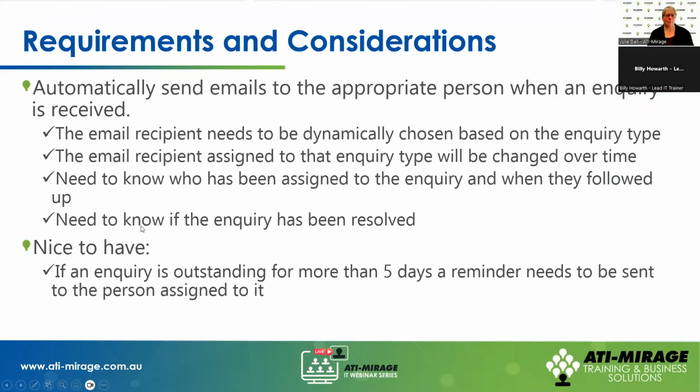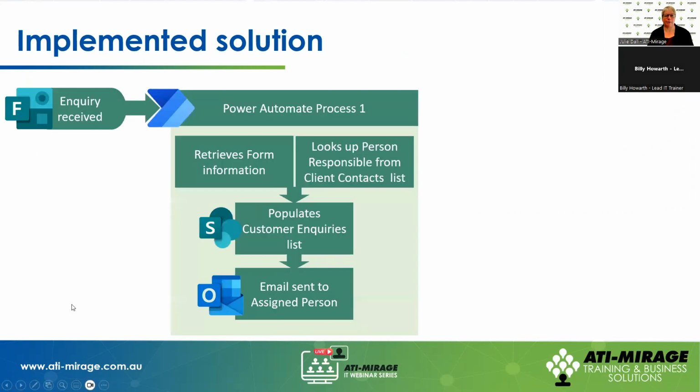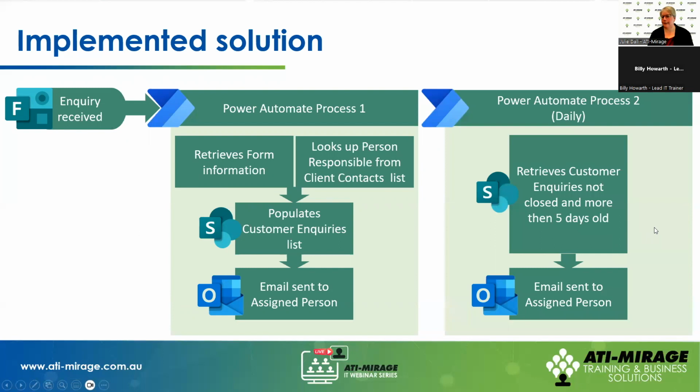So what we did there, we completed the second bit: every day this is going to run and send a reminder to the person assigned to it to remind them about it. So again, if we go back to our graphical view, the first solution that we implemented was our first Power Automate that works when a response is received in a form. And then our second Power Automate, which is the daily one we just did, which sends that reminder email. So that meets the requirements that we had at the start.